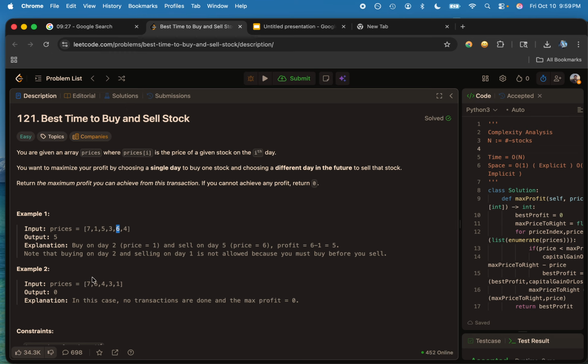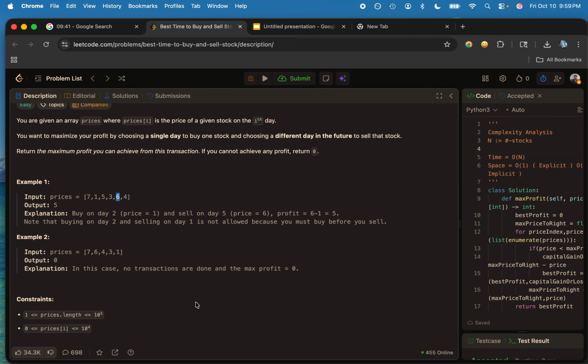Now, in the second case, there is no max profit generatable because the sequence of prices is decreasing from 7 to 6 to 4 to 3 to 1. So we return a max profit of 0.